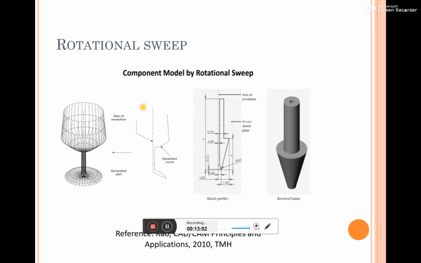Once you select the sweep option in the CAD software, we select the two-dimensional sketch you generated, and after that you select the axis of revolution. Then the entire volume will be swept along 360 degrees, and it will develop the three-dimensional model by using the rotational sweep.